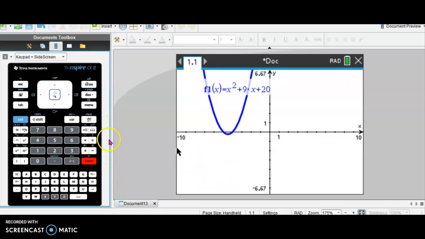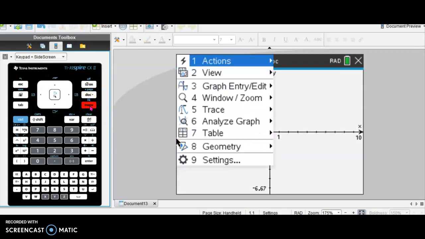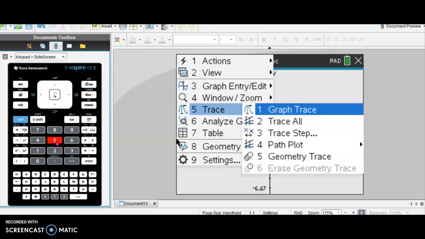All right, so now that it's graphed, I want to see exactly where are the solutions. Now, solutions before were just a number, but now it actually represents something, an x-intercept. In this case, our graph touches the x-axis twice. So let's find out where those are exactly, because they may not always be whole numbers. Select menu, go to number 5 for trace, and number 1 for graph trace.